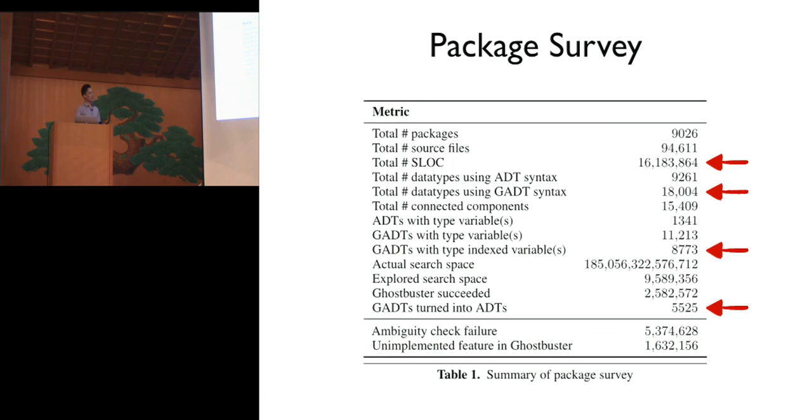That's pretty good. In terms of failures at the bottom, the ambiguity check failure, because we're sort of randomly trying all combinations of erasure modes, not all of those are valid. We talk more about in the paper what is and is not valid. And then also some unimplemented features in Ghostbuster. We currently don't support all of the features of GADTs in Haskell.